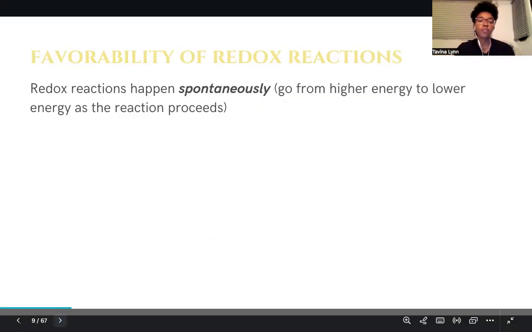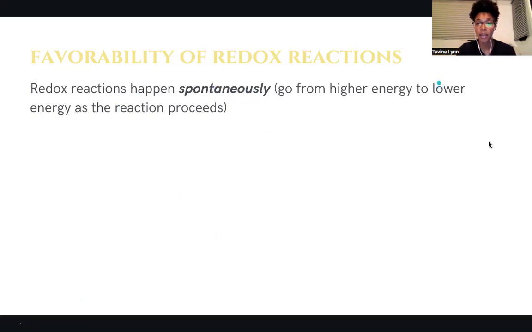So the reason that redox reactions are so favorable, by which I mean they have applications to do some type of work that can produce light, heat, all of these technological applications, is because these reactions happen spontaneously. There is no work or force that has to be inputted for these reactions to go.